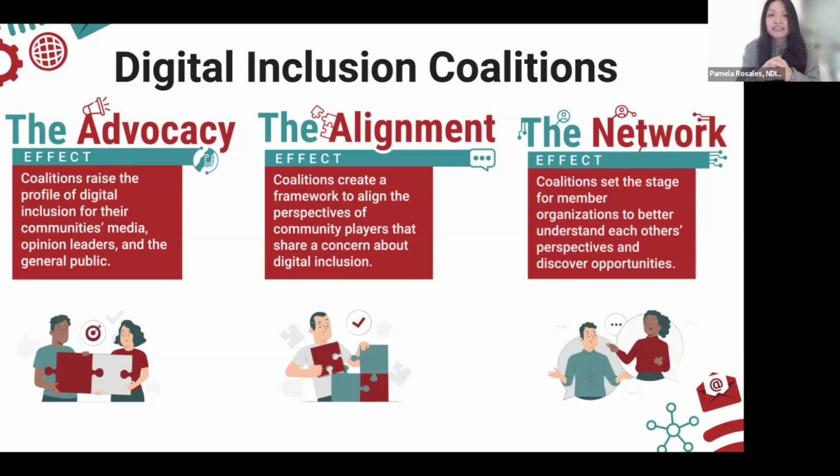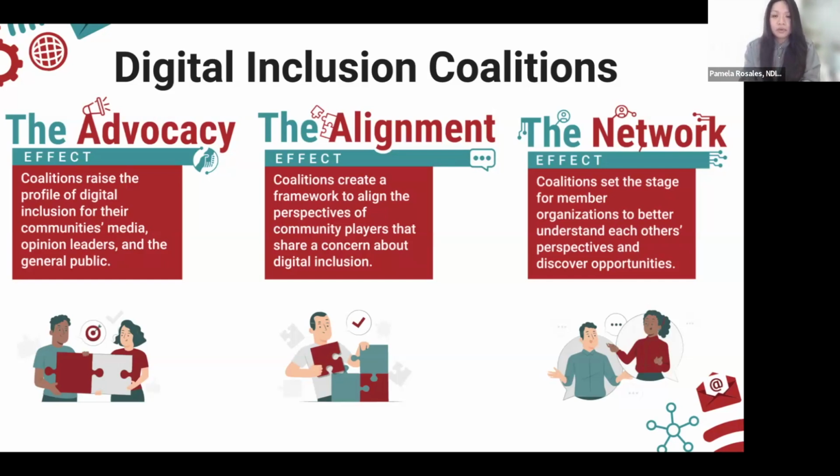Another kind of unique effect that comes from digital inclusion coalitions and being part of a coalition is that they have a unique position in aligning the community organizations' vast perspectives, focusing them towards digital equity. And then lastly is that network effect.